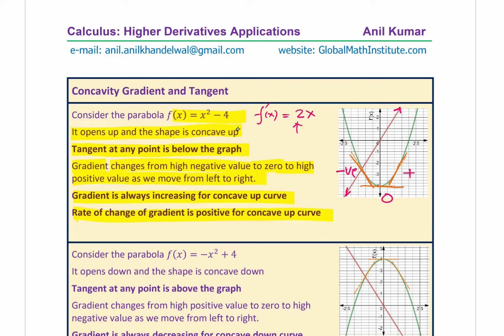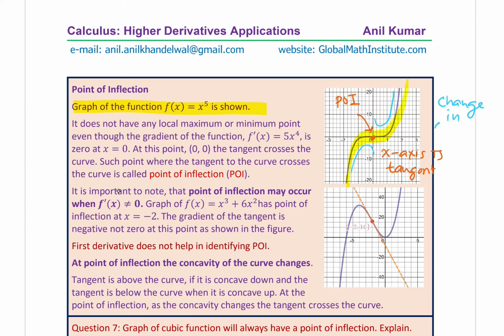Is that clear to you? And you also notice that on either side of this particular point, the concavity changes. This side is concave down and the other side is concave up. Do you see that? So concavity changes. So this is a point of inflection where we have a change in concavity. Perfect.